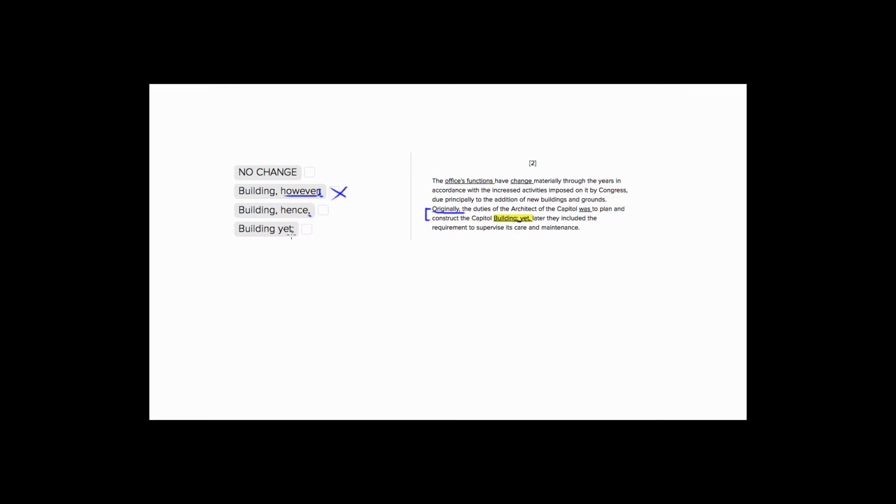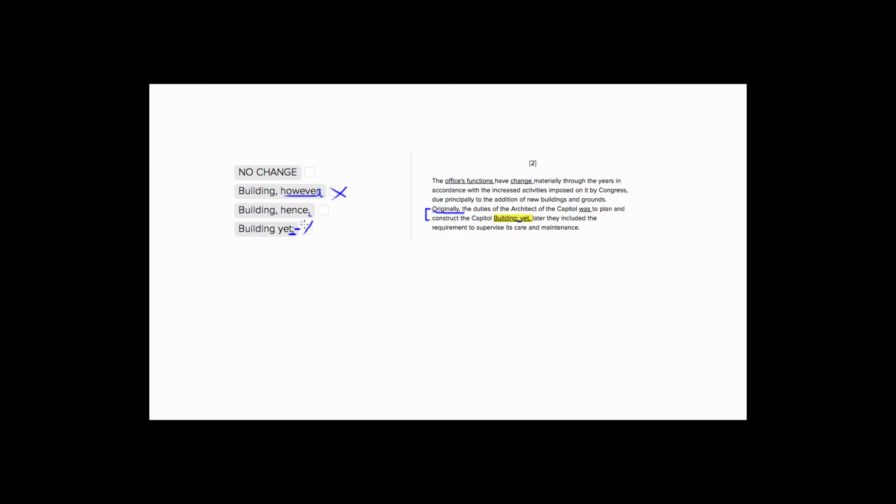Let's look at our next semicolon answer. So we have a semicolon after yet. So this is going to be the same issue as however. A yet is introducing a new thought, but you can't end a sentence, or in this case, a complete thought before a semicolon with a yet, because it just sounds awkward and it doesn't make any sense. It says the duties were to plan and construct the Capitol building yet. That's not a sentence because it doesn't introduce this second idea that would have to come after. So that doesn't make sense.